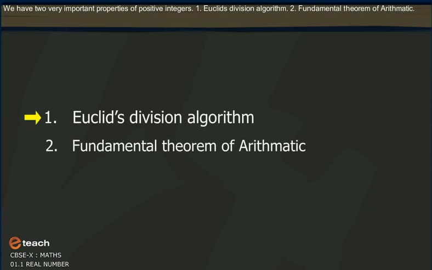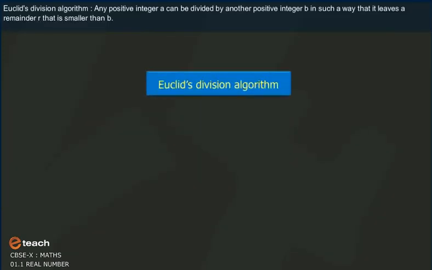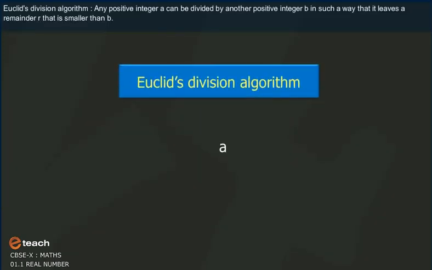1. Euclid's division algorithm. 2. Fundamental theorem of arithmetic. Euclid's division algorithm: any positive integer a can be divided by another positive integer b in such a way that it leaves a remainder r that is smaller than b.